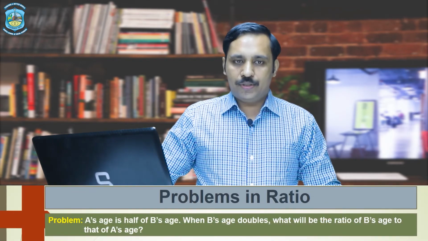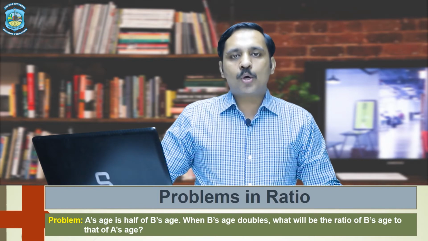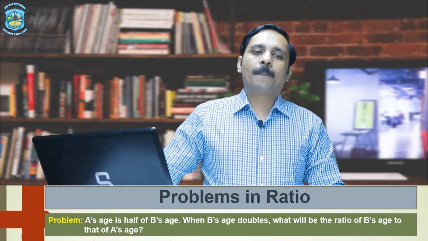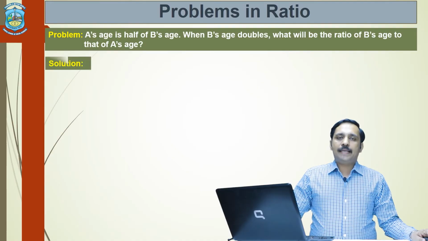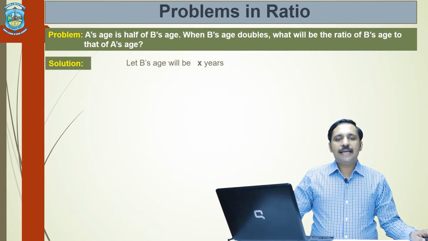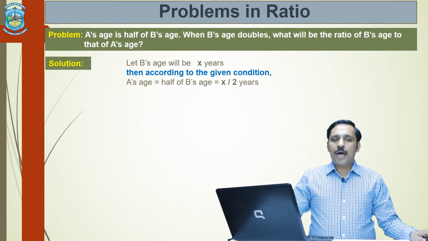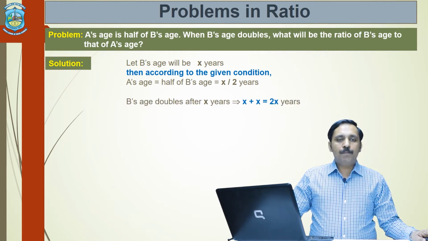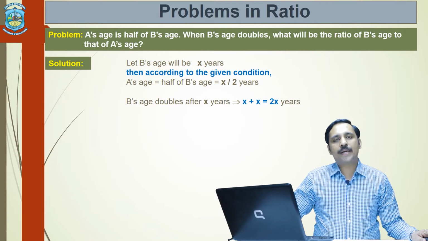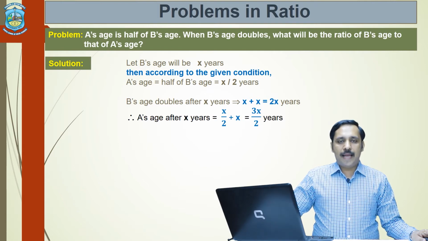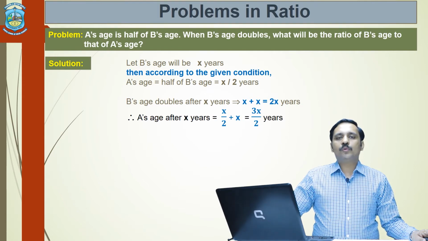The next problem is a problem on ages. The problem is: A's age is half of B's age. When B's age doubles, what will be the ratio of B's age to that of A's age? Now here let us suppose that B's age is x years. That means A's age will be half of B's age, that is x upon 2 years. Now if B's age doubles, that means B will be x plus x, 2x years. Therefore A's age after x years will be x upon 2 plus x, which is equal to 3x upon 2 years.